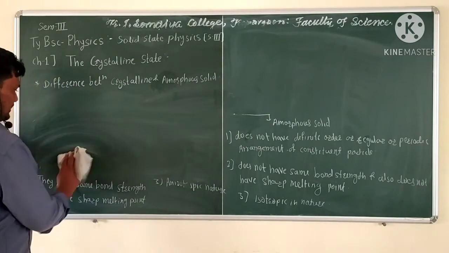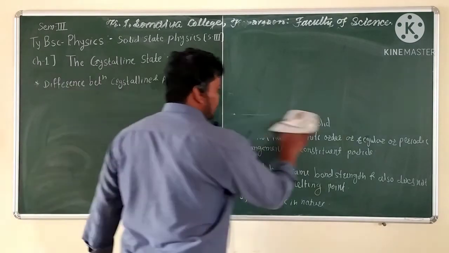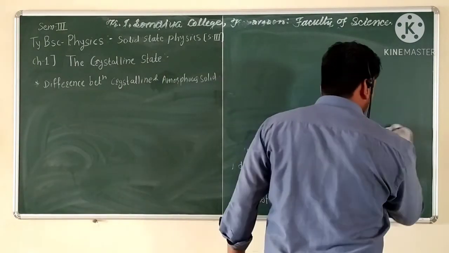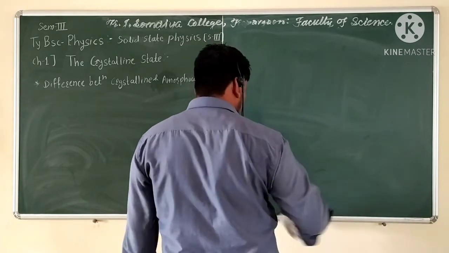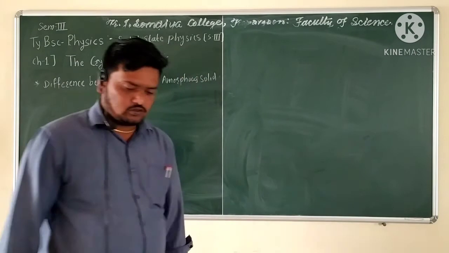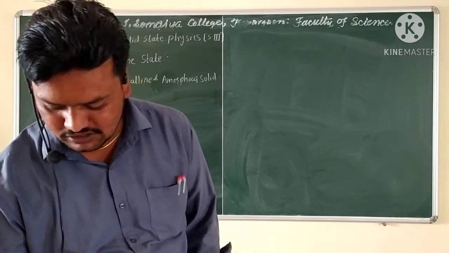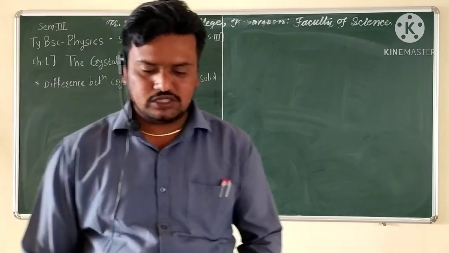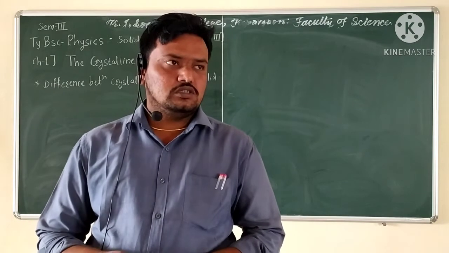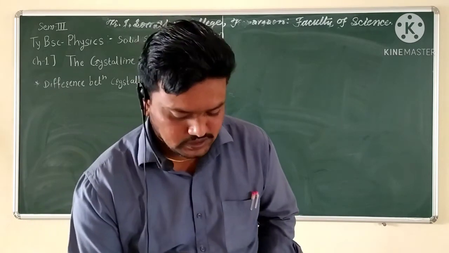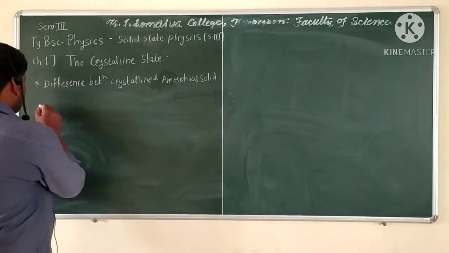The lattice and basis are very basic, and give a clear idea about the nature of the solid, crystalline or amorphous. That depends upon the lattice structure and the basis structure, and due to the lattice and basis we form the crystalline state.